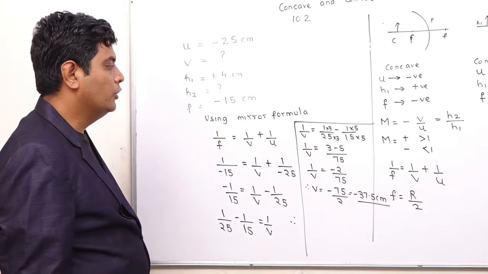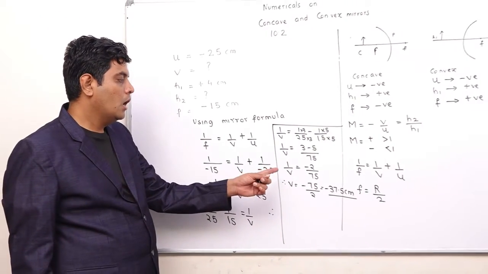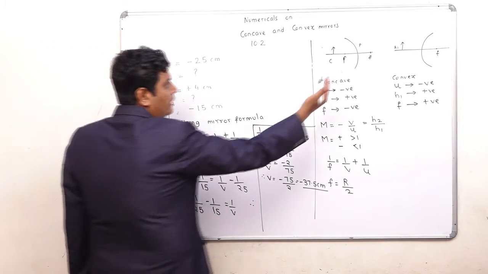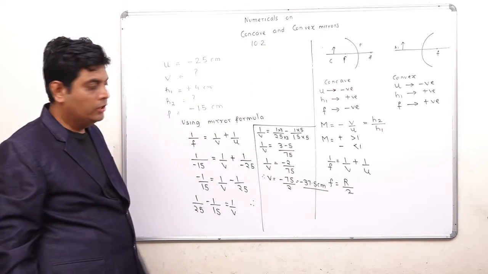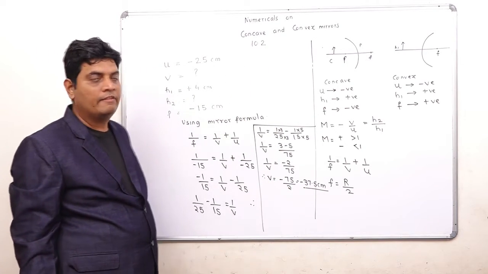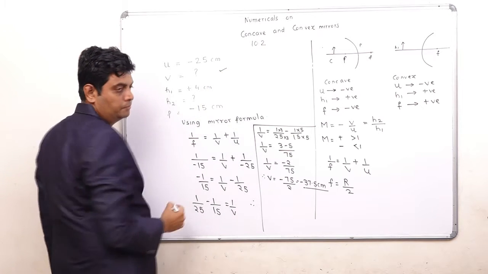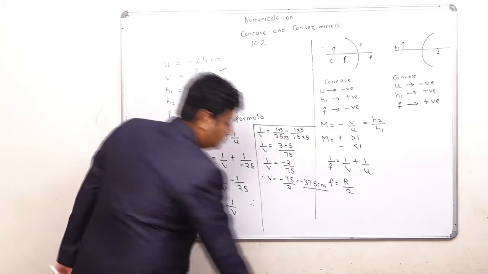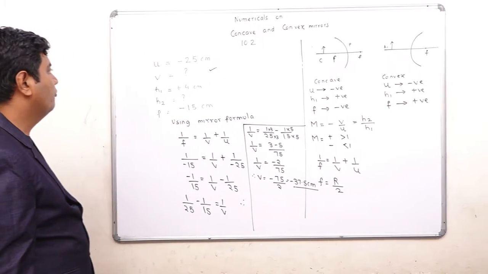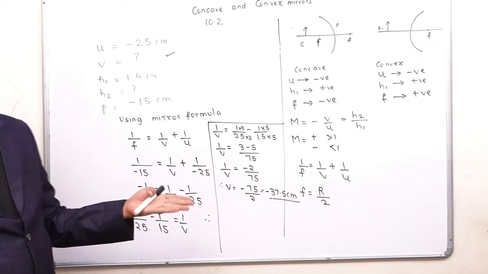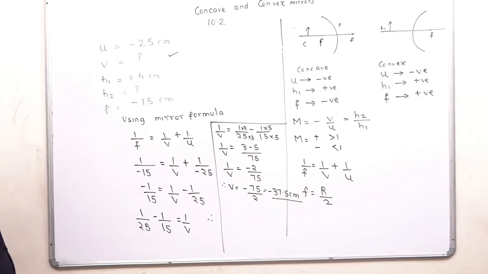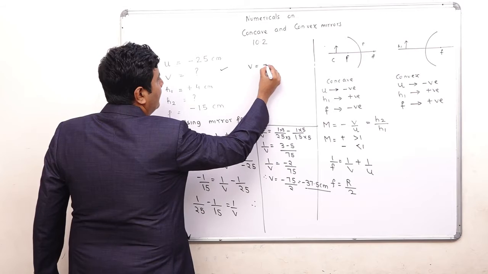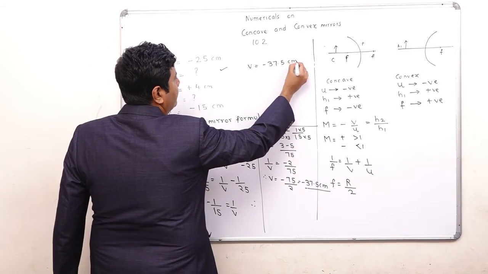So this means your image is at a distance of 37.5 centimeter towards the left. So you get the answer as v is equal to minus 37.5 centimeter. So this is done. Please note down this. Now, once you have found the value of v, to find the nature, we have to find the value of magnification. So I get v is equal to minus 37.5 centimeter.